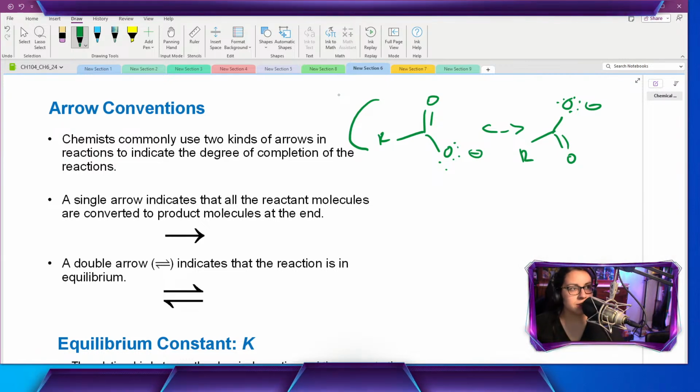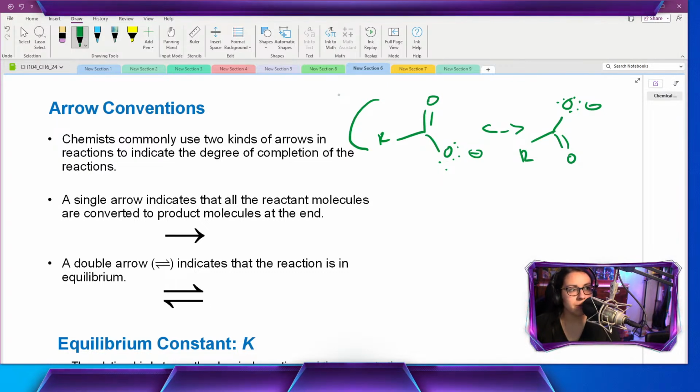We just got done with a bunch of chapter 5 homework that had a bunch of single-headed arrows, right, showing us that our reactants are converted to all our products at the end. And so now this double-headed arrow, this double arrow with half arrows. So notice that, right? They're just little half arrows.